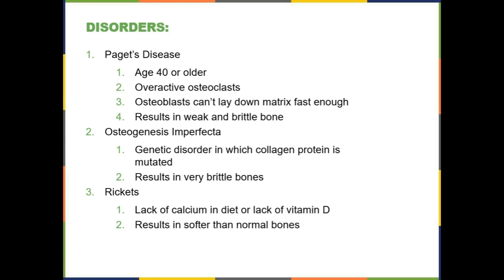In rickets, instead of the organic material being mutated, you typically have very soft bone because you don't have enough calcium in the bones. There are some genetic factors that could lead to rickets, but oftentimes rickets is associated with lack of vitamin D. We can get vitamin D from the sunlight, not calcium. And then calcium comes from our diet.